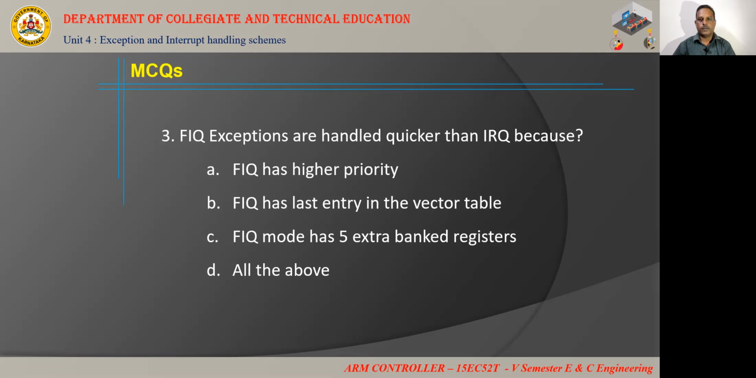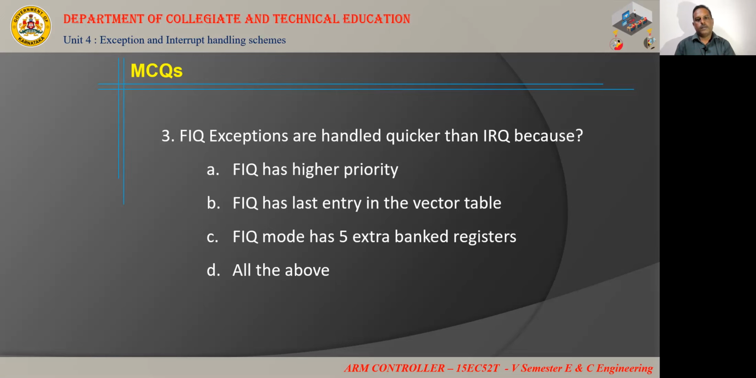And option B says FIQ has the last entry in the vector table. Yes, this is true. It is given as the last entry because we can start writing the exception handler right from the vector location. Otherwise, in other cases, we will have to take a branch to other memory locations where we have written the exception handler. But in case of FIQ, we can start writing the exception handler right from that location, and that will save us time in branching.